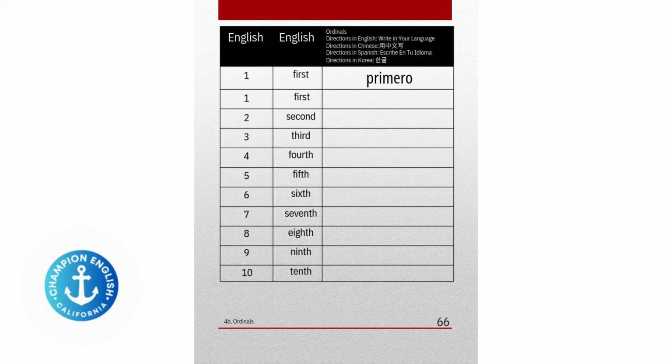Okay, we're going to look at the order of the ordinals. So usually for the 1st of May, we don't say May 1. We would say May 1st. Let's say that together, students. May 1st. That's right. And then May 2nd. That's right. May 3rd. That's right. May 4th. May 4th.